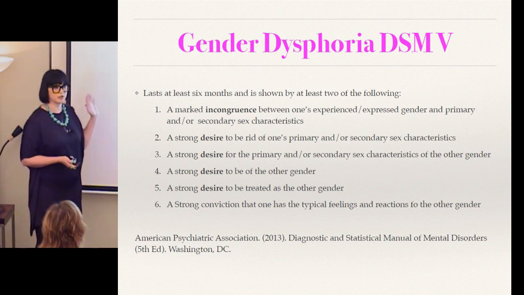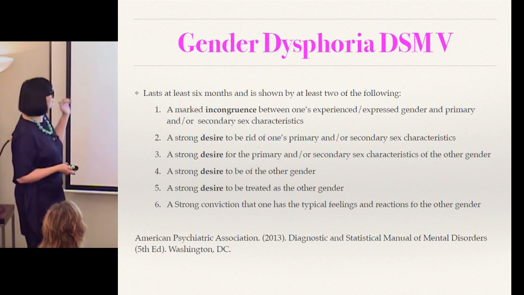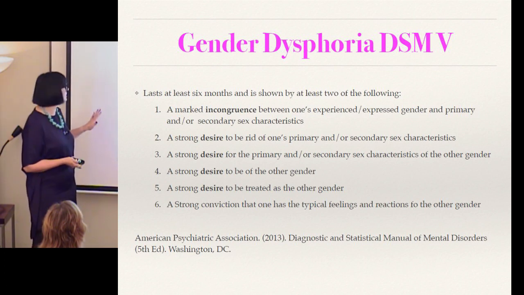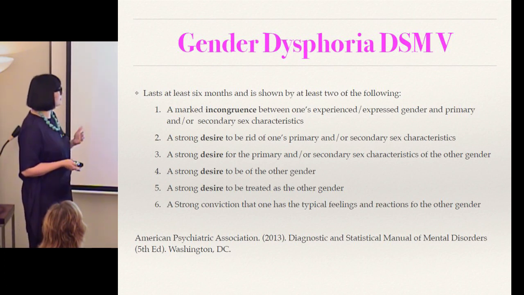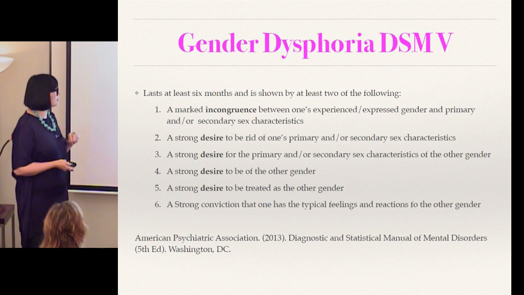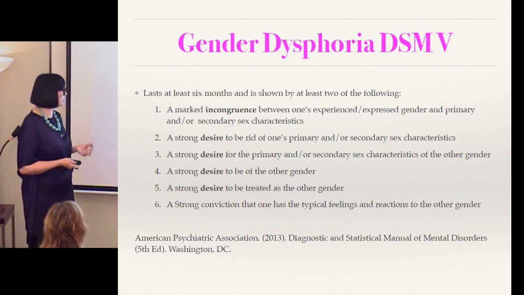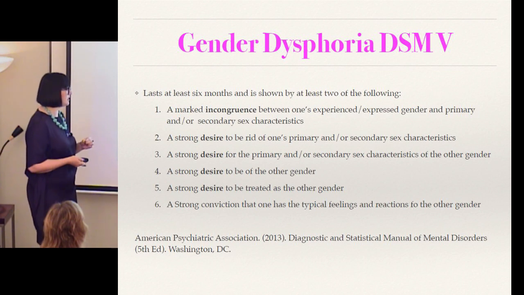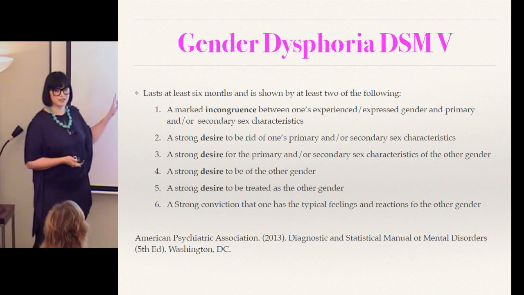So in order to diagnose somebody today with gender dysphoria, they need to have at least 6 months of distress, and it has to be shown by at least 2 of these characteristics. So we have a marked incongruency between one's experienced and expressed gender and primary or secondary sex characteristics, a strong desire to be rid of one's primary and/or secondary sex characteristics, a strong desire for the primary and/or secondary sex characteristics of the other gender, a strong desire to be the other gender, a strong desire to be treated as the other gender, and a strong conviction that one has the typical feelings and reactions of the other gender. Does anybody have any idea why I bolded desire?